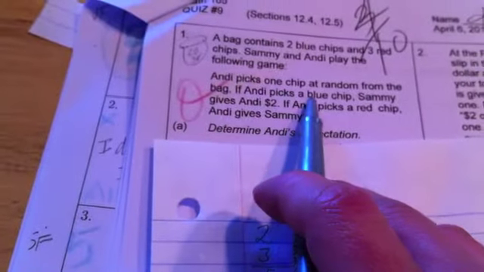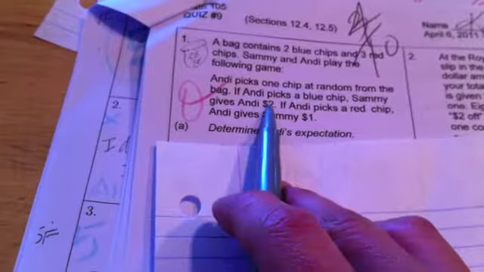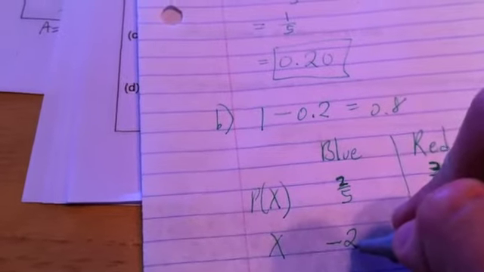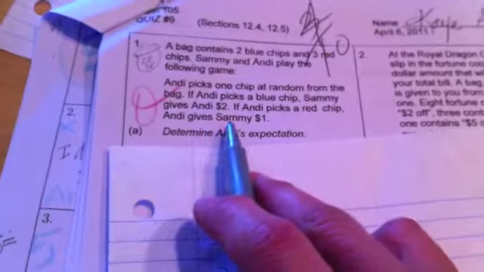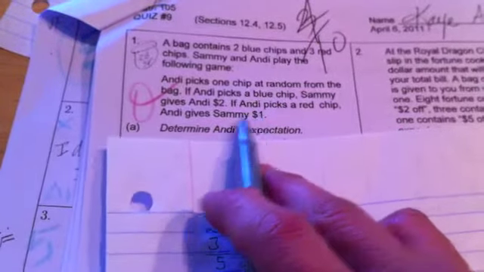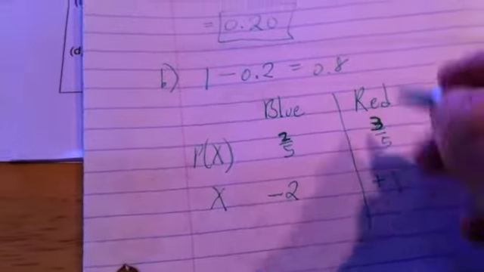This time, if Andy picks a blue chip, Sammy gives Andy $2. So Sammy would be losing $2. So this, for Sammy, that would be a -2. And then if Andy picks a red chip, Andy would give Sammy $1. So Sammy would be gaining $1. So his outcome would be +1 here.